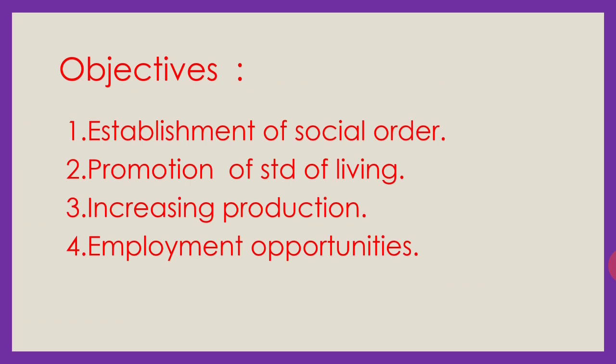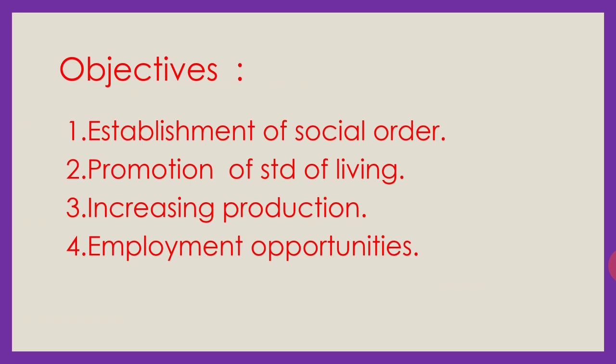Then what are the objectives of the 1948 industrial policy? The first objective of the 1948 industrial policy is establishment of social order. What is this social order? Why did the 1948 policy give importance to the establishment of social order? This is a very interesting thing. What is that? Establishment of social order, so as to bring equality and fraternity. So, this concept was introduced in the 1948 policy.